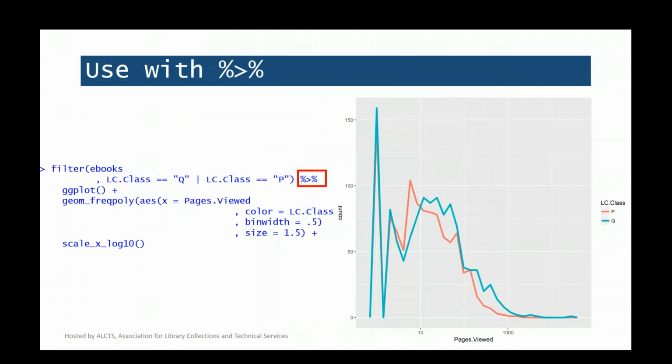Just as with dplyr, you can use ggplot with the pipe, so I can create a filter of ebooks where I'm just looking at Q and P, then plot that according to a frequency polygon plot. I'm not going to describe everything that's going on here. I just want to illustrate the fact that you can use dplyr operations before you plot it, and that too leads to cleaner code, fewer objects in your R environment, and as you master the pipe, it'll come naturally to you what manipulations you want to develop before you plot it.